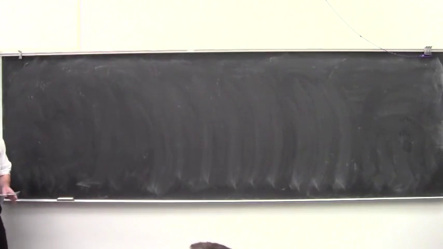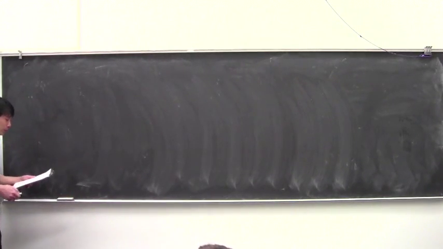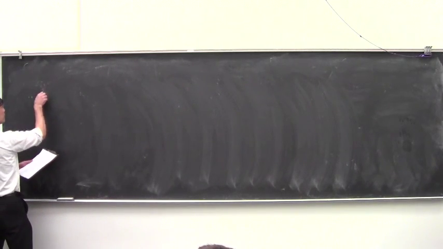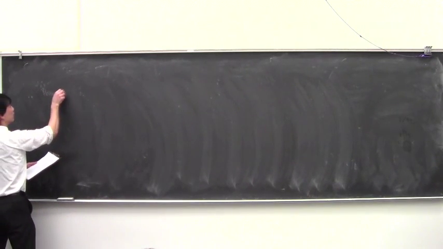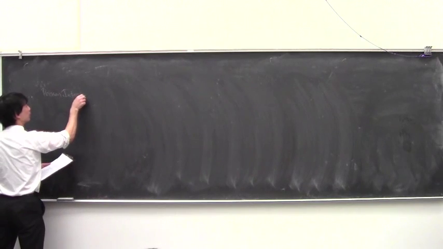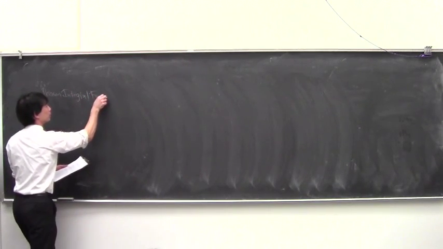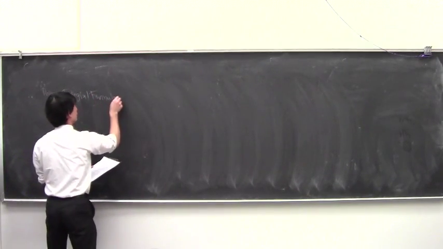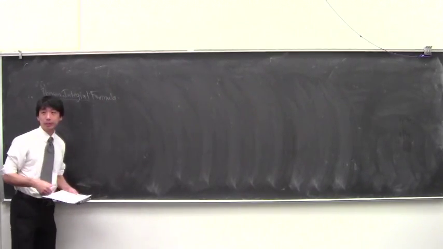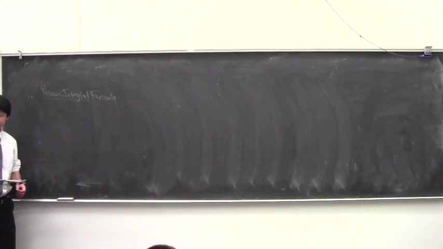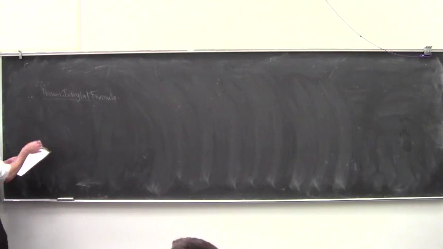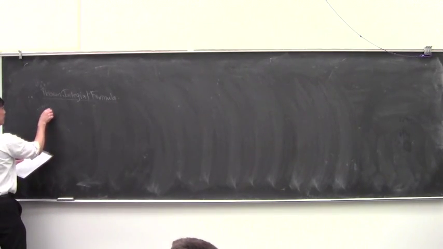Okay, so today we're going to be talking about the Poisson integral formula, which we mentioned last time was related to this thing called the Dirichlet problem on the disk. Okay, so here's one way of phrasing it.